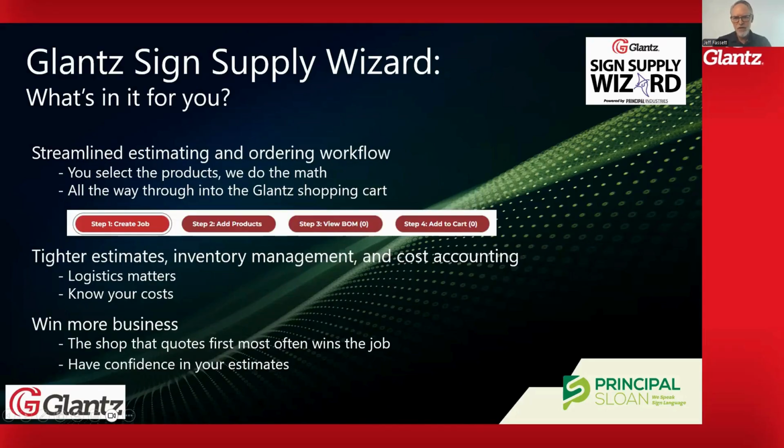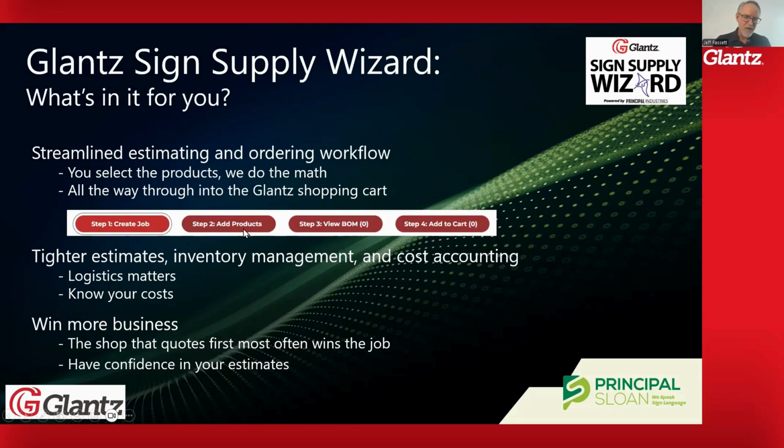And in terms of what's in it for you, this streamlining of that workflow that I've explained, if you think about how much time it takes to estimate this stuff and order this stuff, it can be a lengthy process. So we do the math. You select the products, and we do the math. And this goes all the way into the Glantz shopping cart. There are 4 basic steps in the workflow that we'll talk about. Again, we're creating the job, a channel letter set or a cabinet.